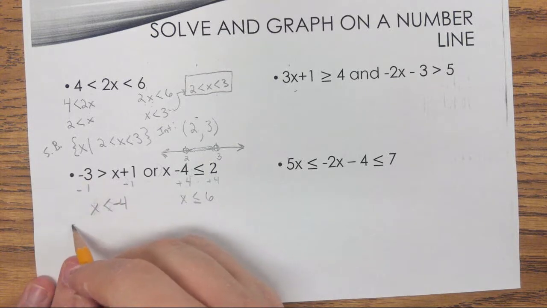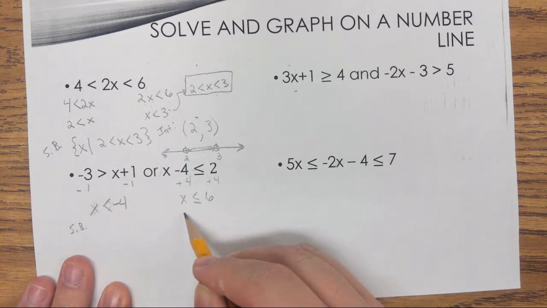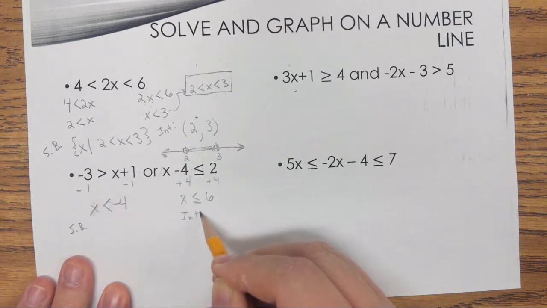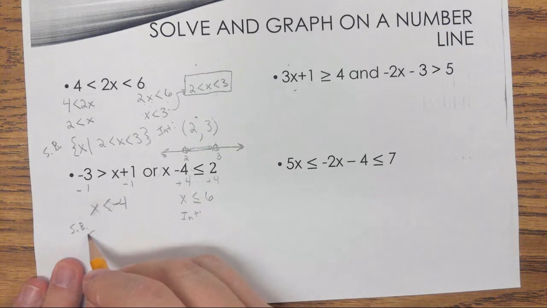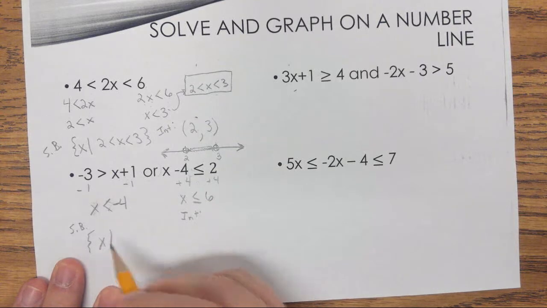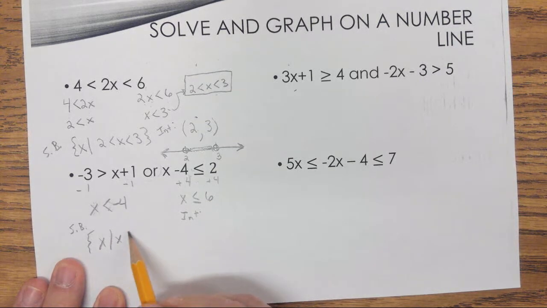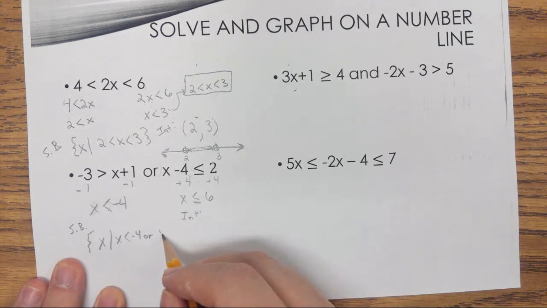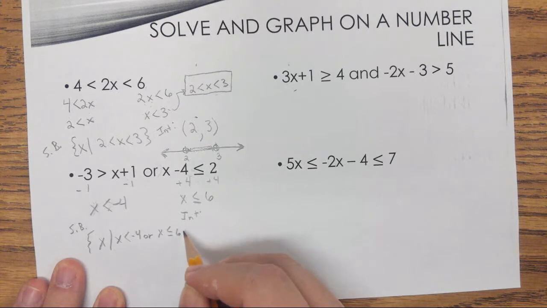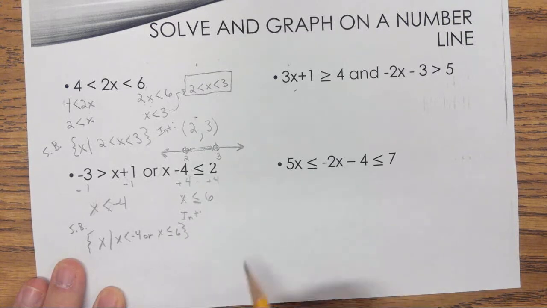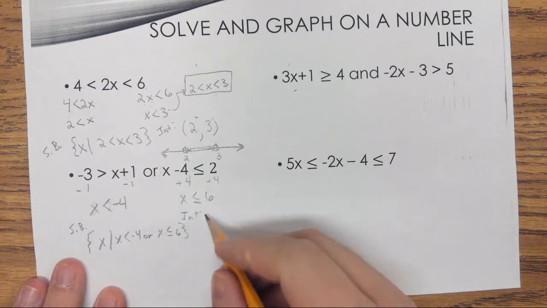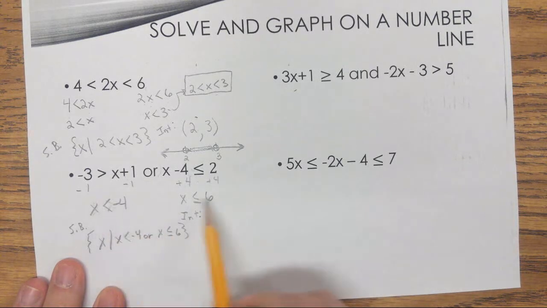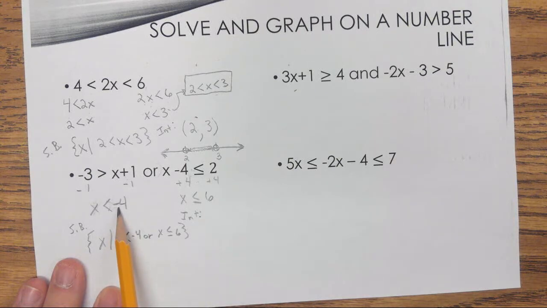So we'll do our set builder notation and our interval notation. Set builder notation: squiggle x such that x is less than -4 or x is less than or equal to 6. Squiggly close. This one is a little bit more difficult to think about. So in order to help us with that, I want to think about my graph.